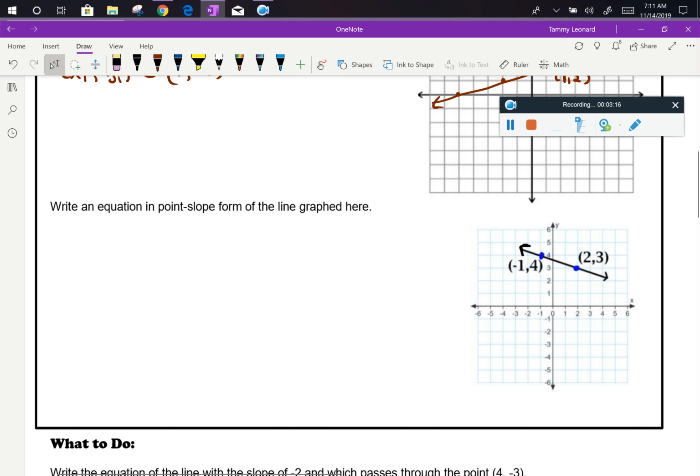We also want to be able to go the other way. Given an equation, I want to be able to graph the line. Given a line, I want to be able to write the equation. And in a lot of ways, this is actually almost easier than y equals mx plus b. I do have to be able to clearly see 2 points along the line.